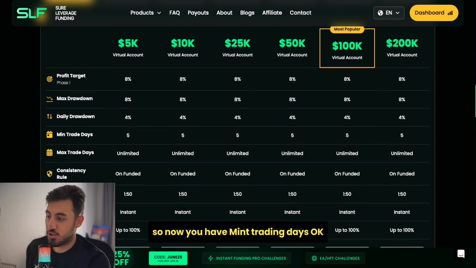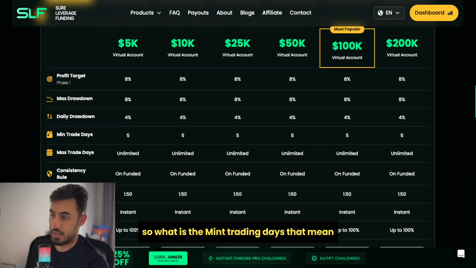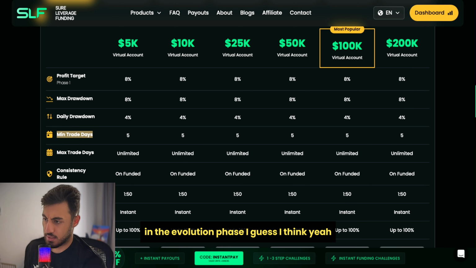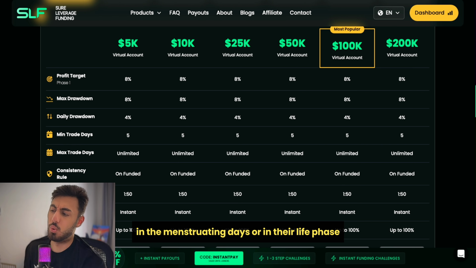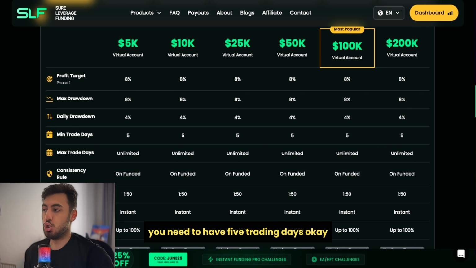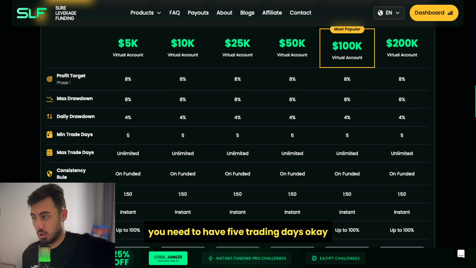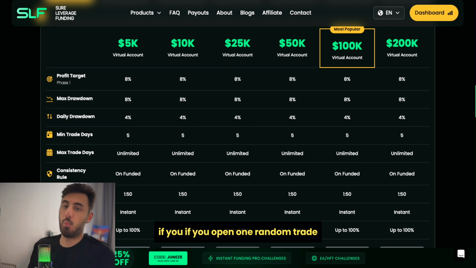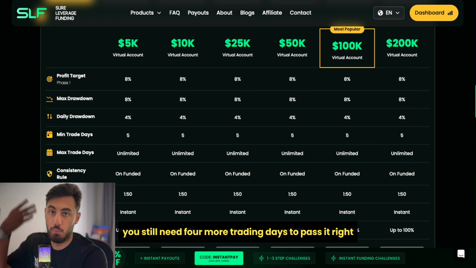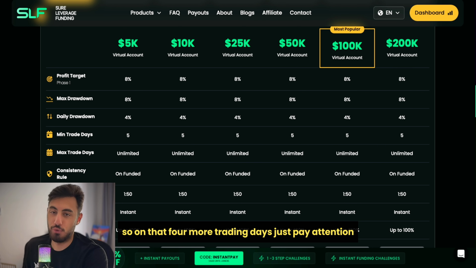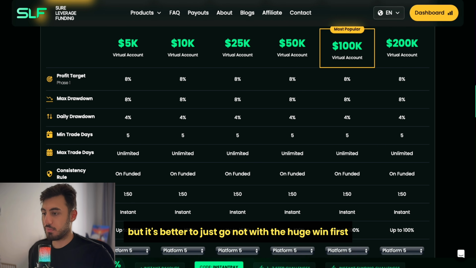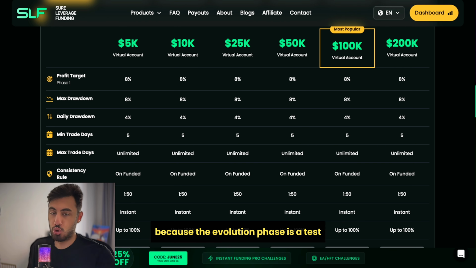Now you have min trading days. What is the min trading days? That's in the evaluation phase. In the evaluation phase, you need to have 5 trading days. If you open one random trade and made 8% and pass the target, you still need 4 more trading days to pass it. On those 4 more trading days, just pay attention. You can handle it, but it's better not to go with a huge win first, because the evaluation phase is a test.